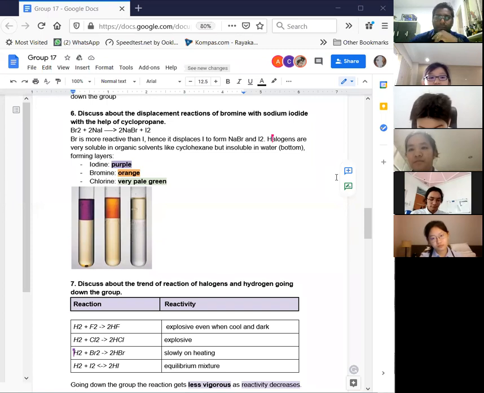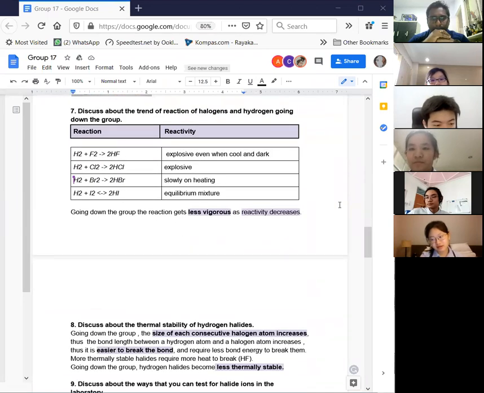Halogens are very soluble in organic solvents like cyclohexane, but insoluble in water. So they will form layers. Iodine will form a purple layer, bromine will form an orange layer, while chlorine will form a very pale green layer. As you go down the group, the reaction will get less vigorous as the reactivity decreases.